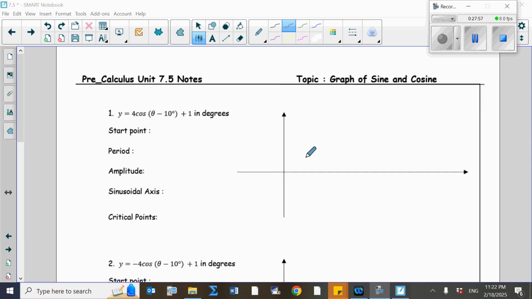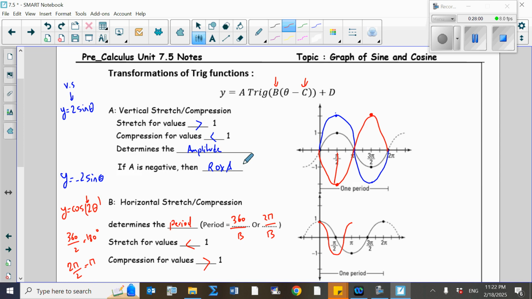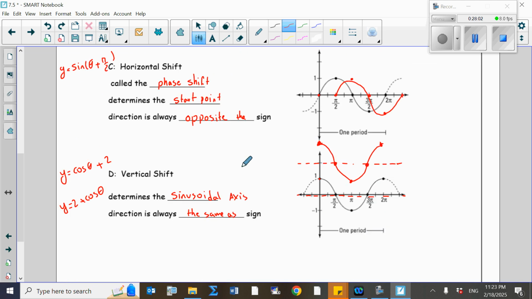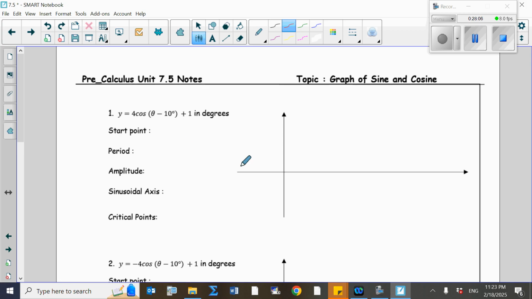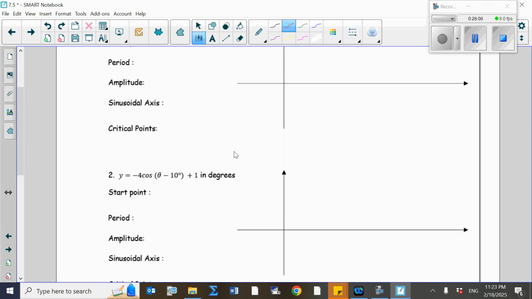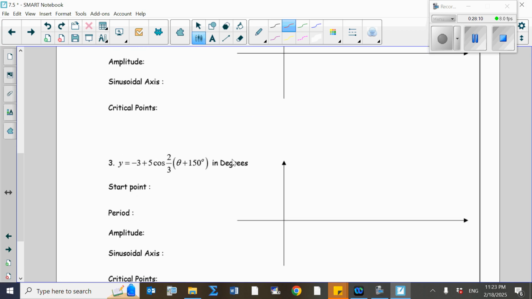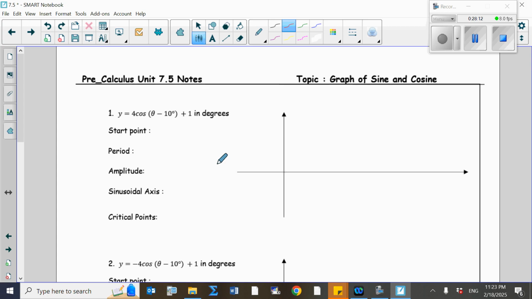Okay, this was the first part of the lesson. I made one video for this one. I'm going to make a second part of the video over this part, and we're going to practice how to graph all these functions. So I'll come back with the second part of the video very soon.